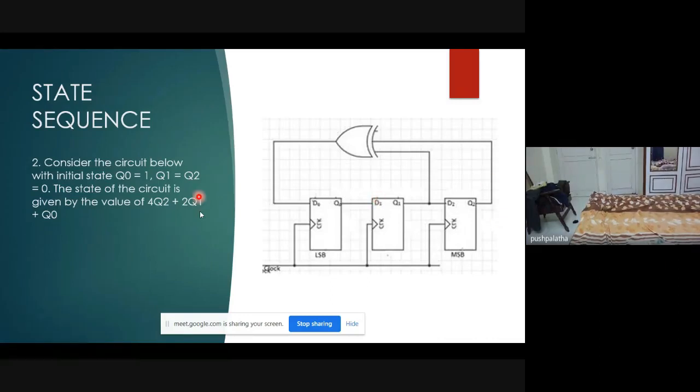So how will you resolve this? Actually, you just see the output of Q1 and the output of Q2 is given to the XOR circuit. See, actually, I have one question for you.